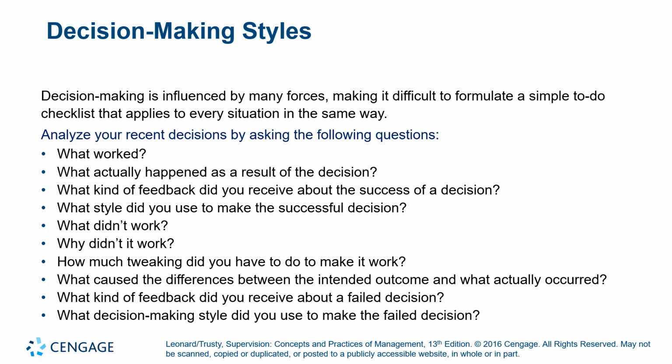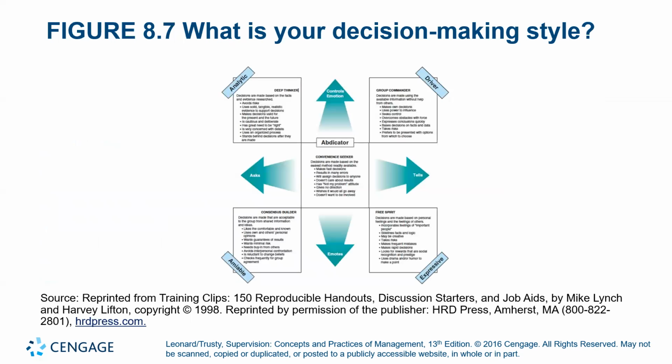So I won't read that whole list to you, but it says to analyze your recent decisions by asking the following questions. So read through those and think about recent decisions you've made, and see if you can get an idea of how and why you make decisions the way you do. So up on the screen, I have a matrix that talks about different decision-making styles.